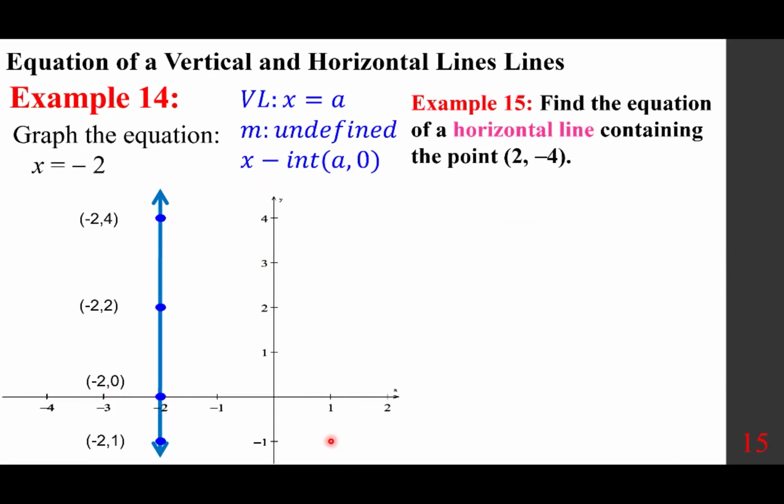Find the equation of a horizontal line containing the point. You don't have to do anything. If the pair is given, horizontal line y equals -4. Vertical line x equals 2. In the case of a horizontal line, the equation is y equals b, so y equals -4, the slope is 0, and the y-intercept is located at (0, b). Okay, in this case, (0, -4), this point. So very straightforward.